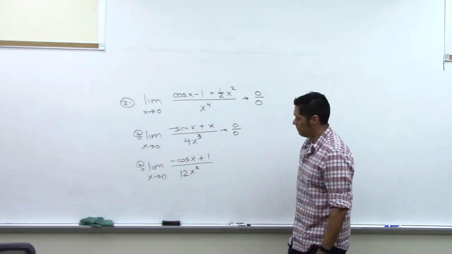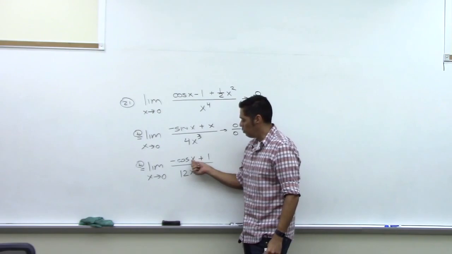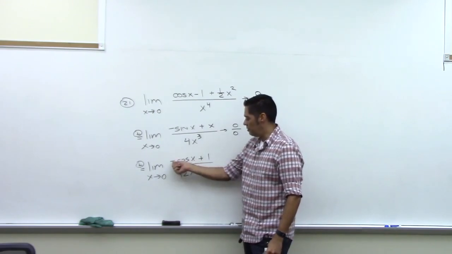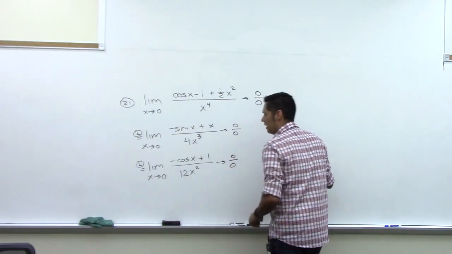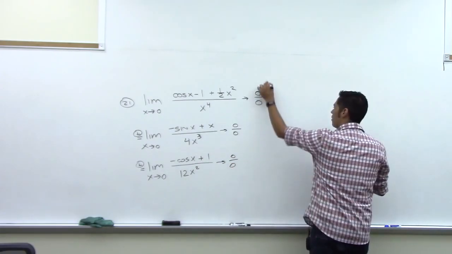Let x go to 0 again. Cosine of 0 is 1, but it's negative. So negative 1 plus 1, that's 0 on top, 0 on the bottom again. All right, L'Hopital again.